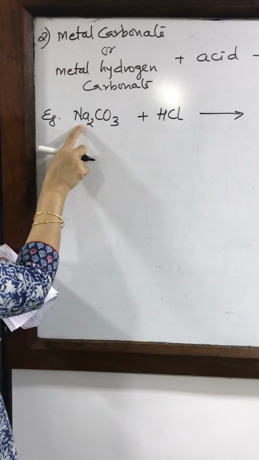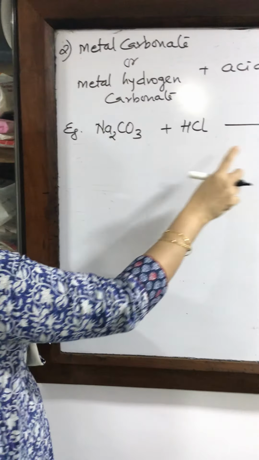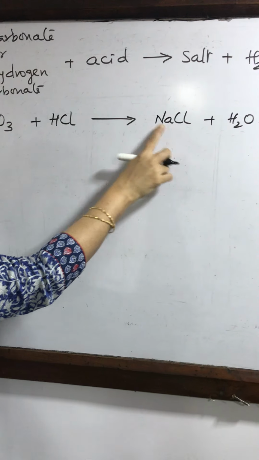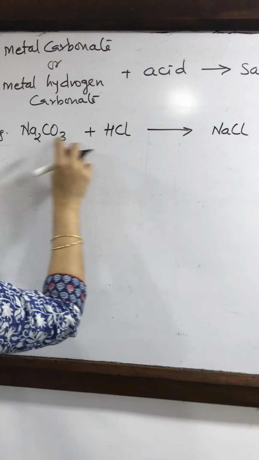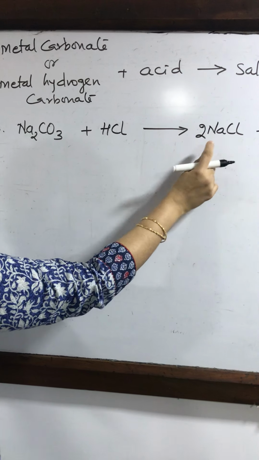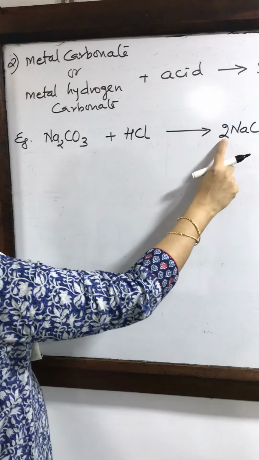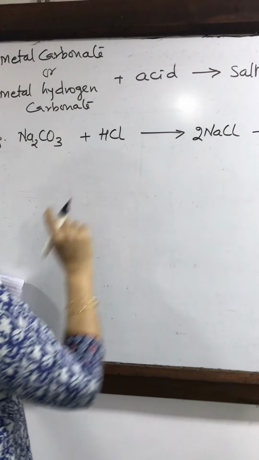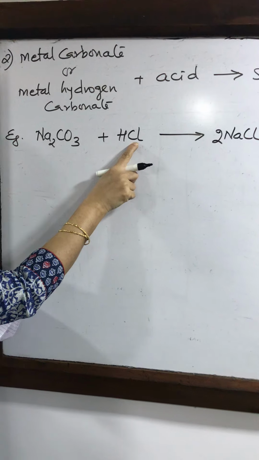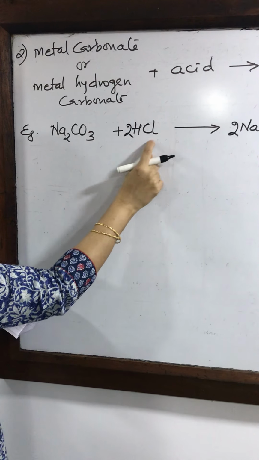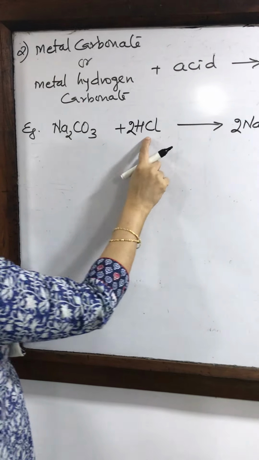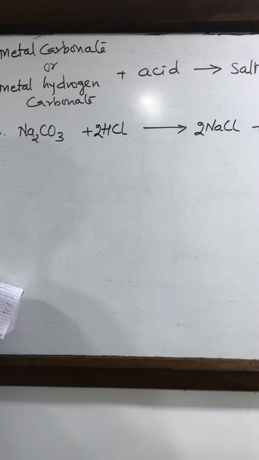On the reactant side, we have 2 sodium, whereas on the product side, we have only 1. To make the number of sodium atoms equal, we multiply sodium chloride twice. Therefore, now we have 2 chlorine atoms on the product side, 1 on the reactant side. So I multiply HCl by 2 to make the number of chlorine atoms equal.